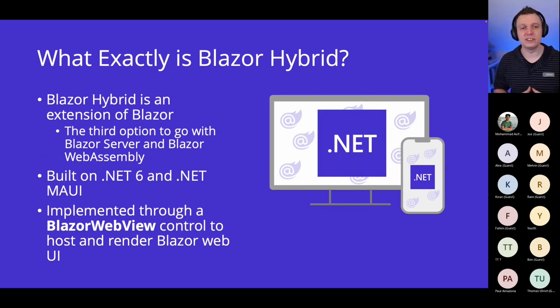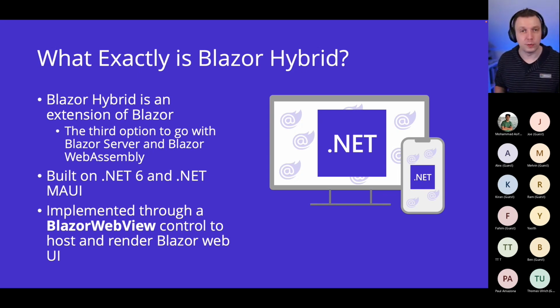So what exactly is .NET MAUI Blazor Hybrid? Well, all the terms. Blazor Hybrid is an extension of Blazor. So basically, it's the third option to go with Blazor Server and Blazor WebAssembly that I mentioned earlier. It's built on top of .NET 6 and .NET MAUI, and it's implemented through a Blazor WebView control. And basically, the only thing that is web about this is the UI, because we don't spin up that server process that I just mentioned inside of your application.